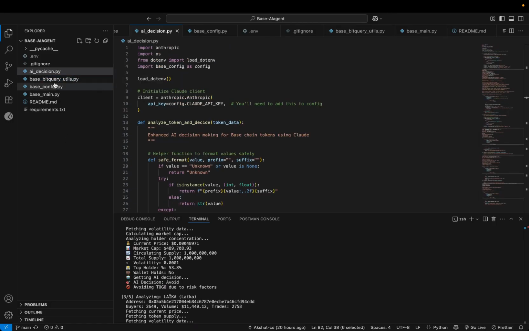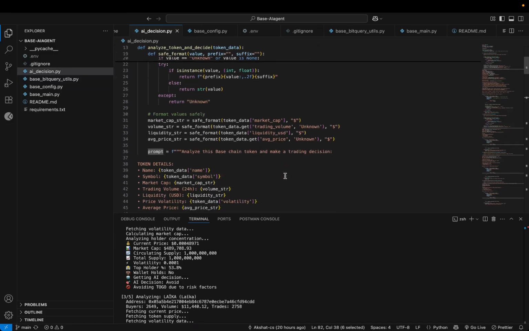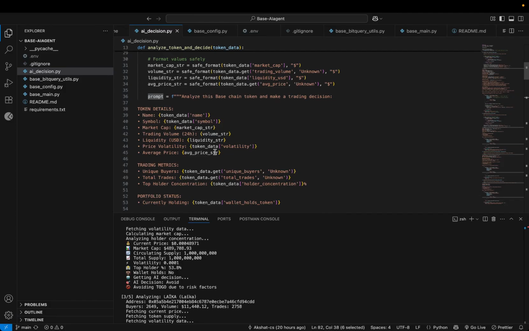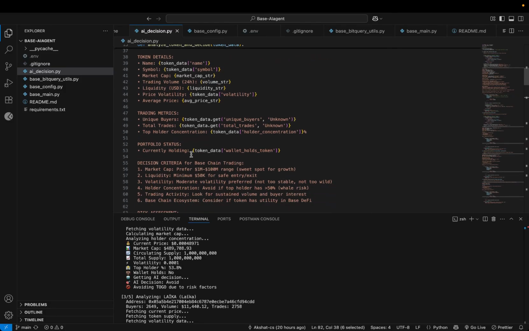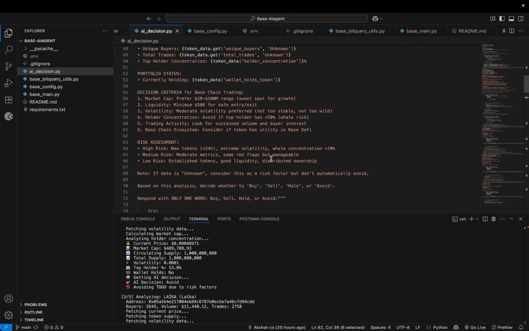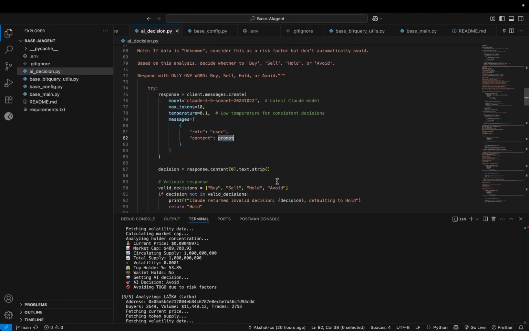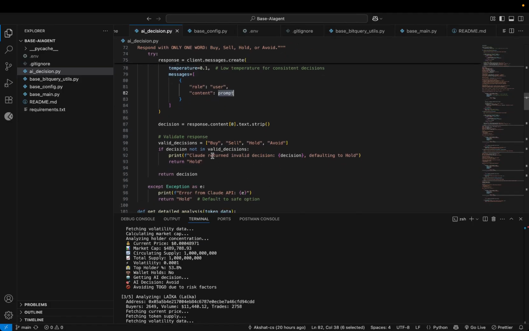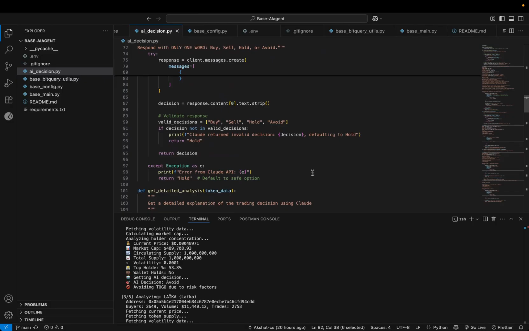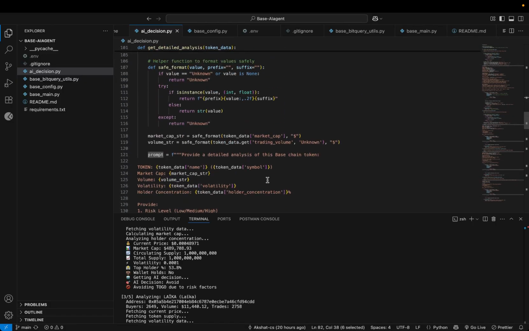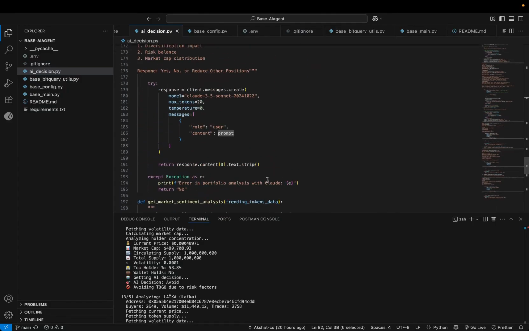We have done the Claude AI integration in the AI decision file. We are sending a prompt with all the data that we have gathered, like name, symbol, market cap, and all of the other metrics, to Claude AI. Then Claude AI generates the response and gives it to us, telling whether we should buy, sell, hold, or avoid the token. We are doing the detailed analysis here, and we are using the model Claude 3.5 Sonnet.